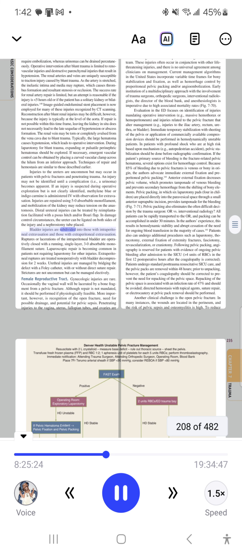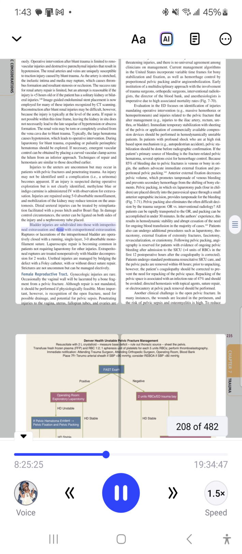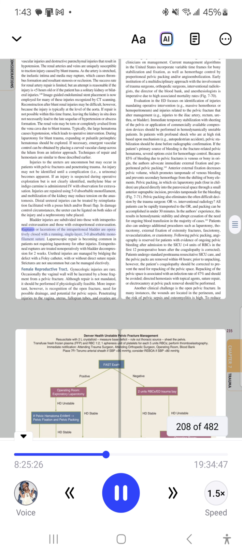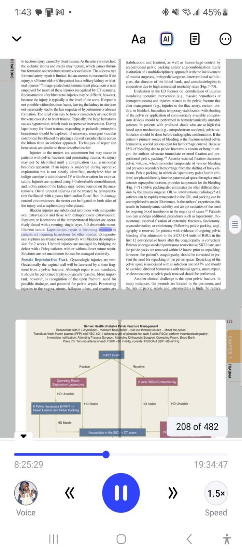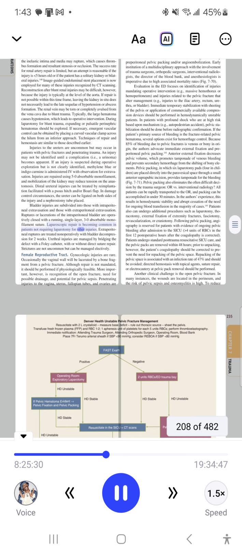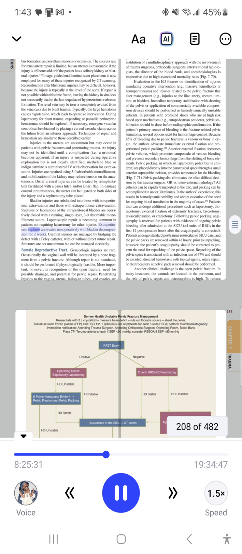Bladder injuries are subdivided into those with intraperitoneal extravasation and those with extraperitoneal extravasation. Ruptures or lacerations of the intraperitoneal bladder are operatively closed with a running, single-layer, 3-0 absorbable monofilament suture. Laparoscopic repair is becoming common in patients not requiring laparotomy for other injuries. Extraperitoneal ruptures are treated non-operatively with bladder decompression for 2 weeks.